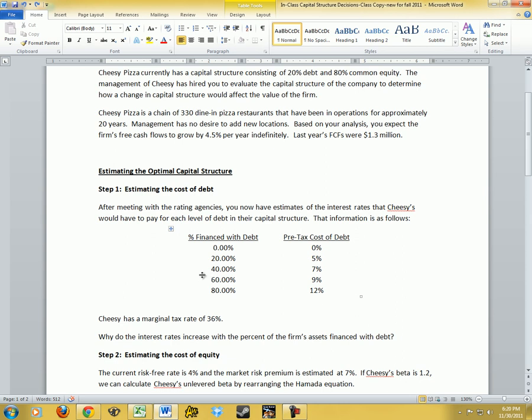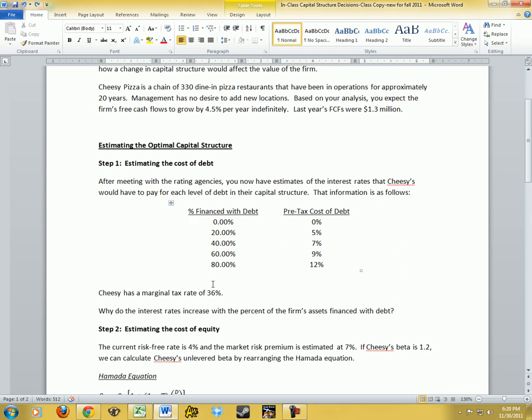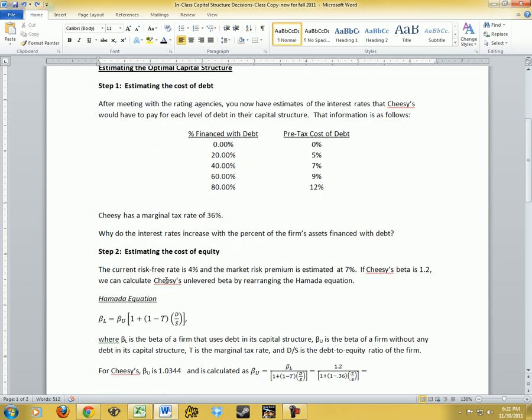The more debt you take on in your capital structure, the riskier it is for the lender. We're going to be charging more for that interest, for that default risk. The marginal tax rate is 36%. The reason why interest rates increase with the percent of the firm's assets financed with debt, again, as I mentioned, is because it increases the default risk. That's the first step. Really easy.